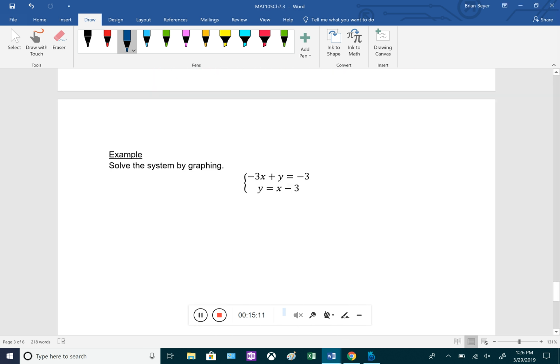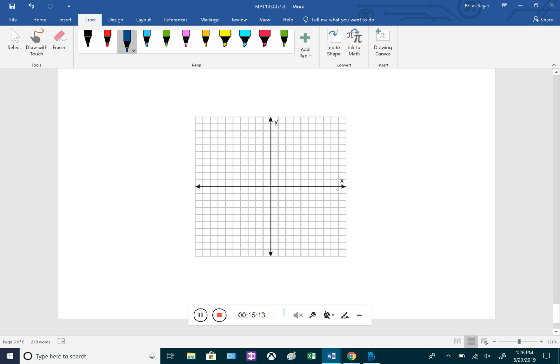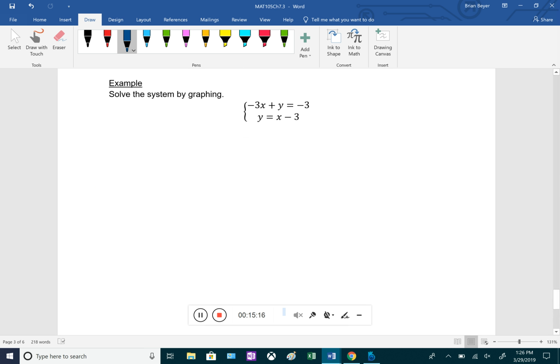Okay, so let's do one more here. So we have negative 3x plus y equals negative 3 and y equals x minus 3. So the first one here, we have negative 3x plus y equals negative 3. So solving this for y, we're going to add 3x to both sides. And we get y equals 3x minus 3. So that one's already done. And the next one, we have y equals x minus 3. That's already solved for y, so we can graph these now.